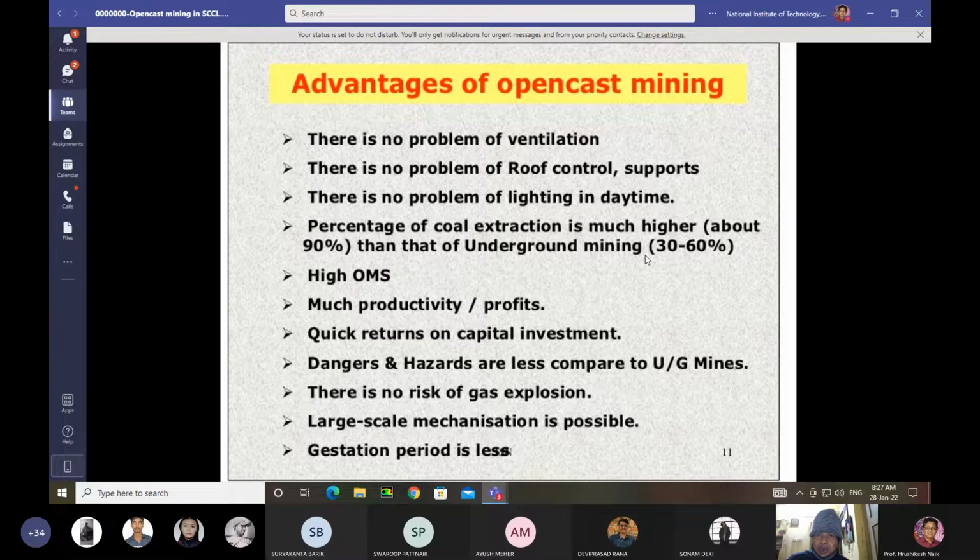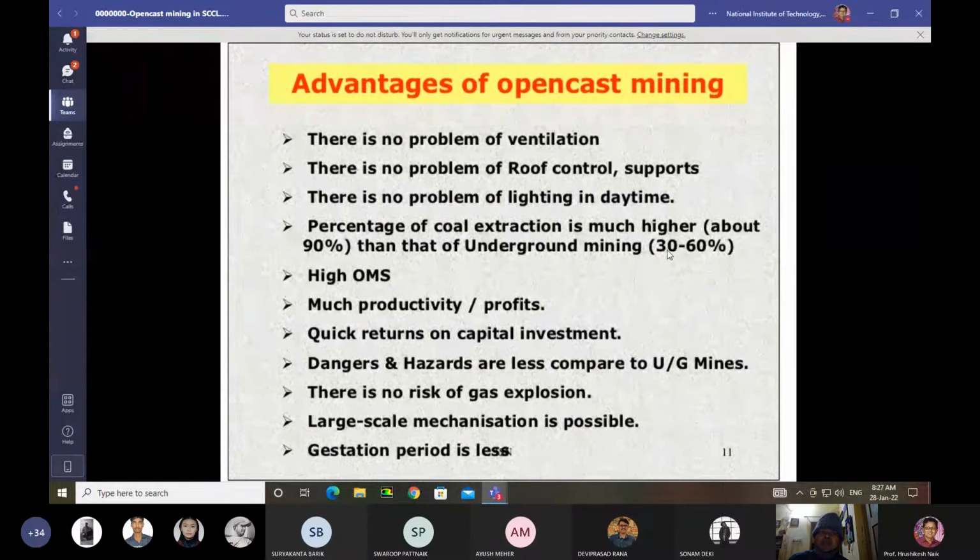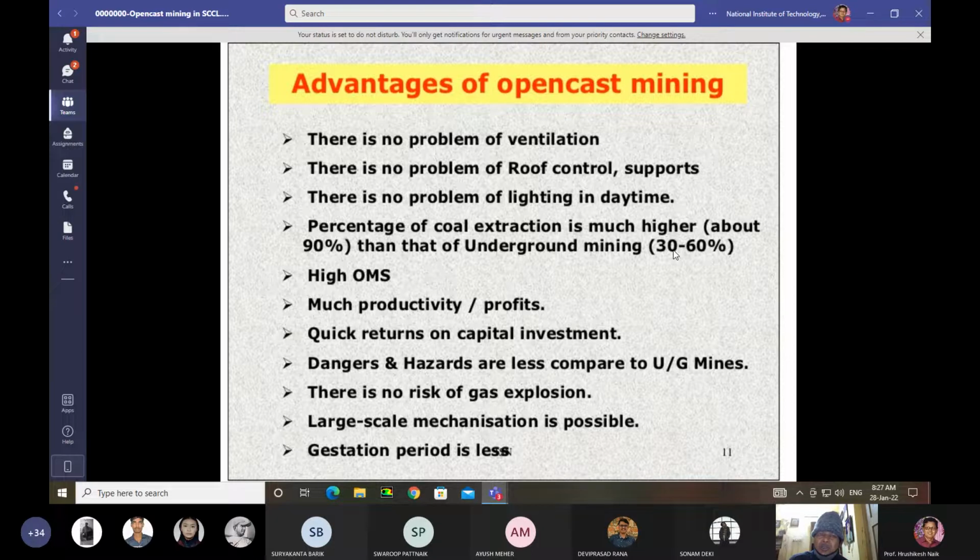Whereas in the case of open cast mining, 90% extraction can be carried out. Recovery is 90%. Okay. Then in open cast mines, you get high OMS, output per man per shift. Per man per shift, high output you get in open cast mines.